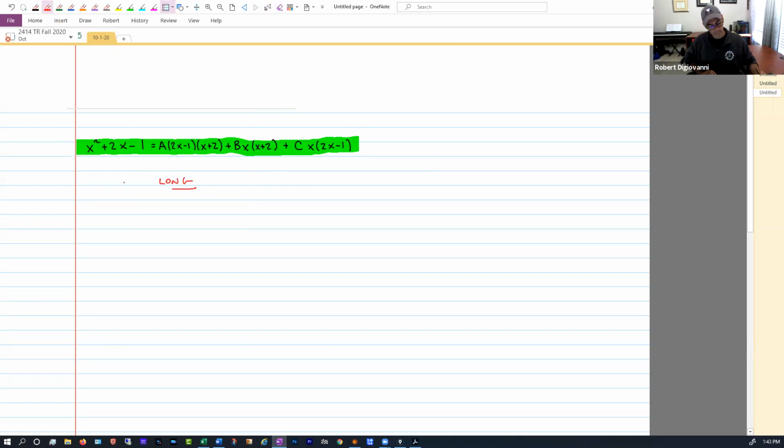Okay, long method. So what you do for the long method is you multiply everything out. Get rid of all your parentheses. So the left-hand side is going to be x squared plus 2x minus 1. Nothing changes there. Equals, okay, if I multiply these two together, don't worry about the A, I get 2x squared plus 4x plus 3x minus 2. If I multiply those two together, I'm going to get x squared plus 2x. And if I multiply those two together, I'm going to get 2x squared minus x.